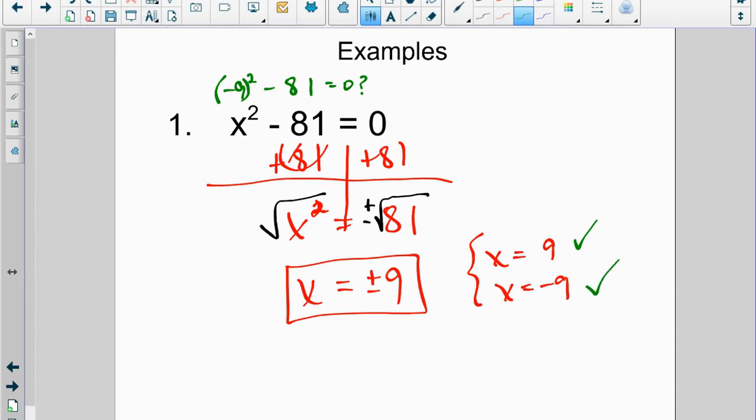That also checks. So we got whatever was being squared by itself first, so that we could square root both sides, and don't forget the plus minus symbol. And then we have our solution simplified and checked.